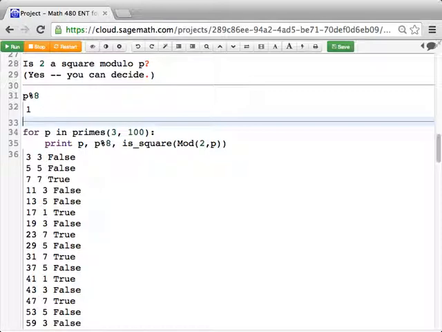Now, we haven't proved that. This is just a pattern that appears to hold for the primes up to 100. It's just a conjecture we're making that when p is plus or minus 1 mod 8, it is a perfect square, and when it's plus or minus 3 mod 8, it isn't. But that's reasonable, given the data.